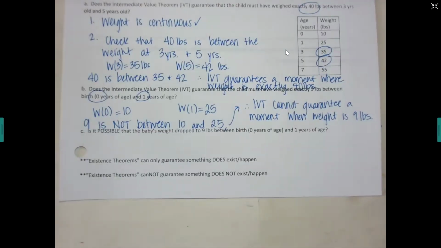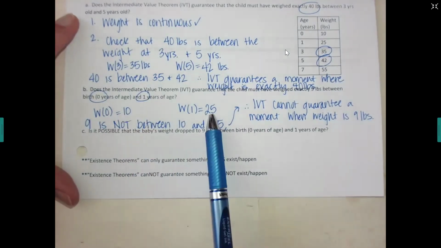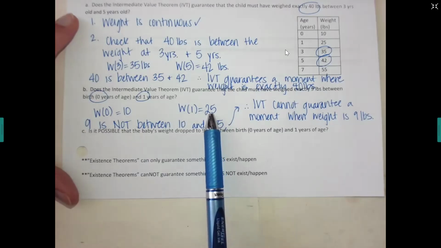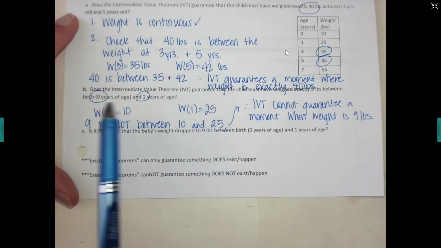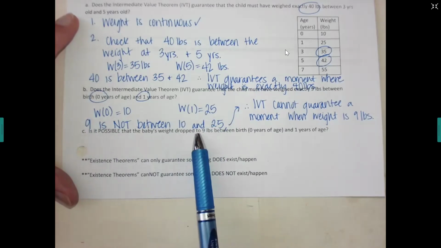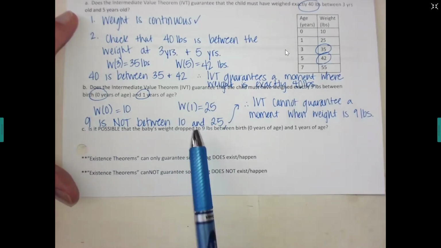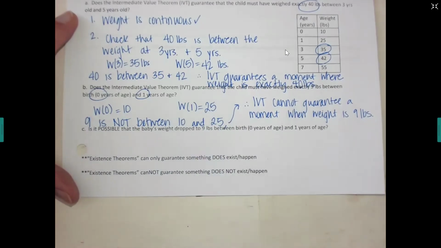Now, let's talk about realistically here. Okay, if the baby was born at 10 pounds, and it grew to 25 pounds. Okay, you may not know a lot about babies, but a lot of times they do lose weight right after they're born. So is it possible, this is now part C, that the baby's weight dropped to 9 pounds? Is that possible? Sure, but IVT just can't promise that it happened.